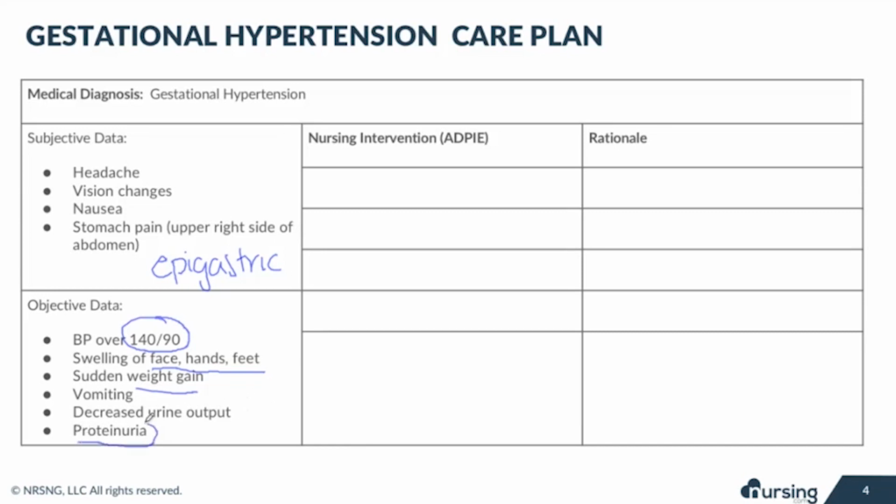So let me make this clear. Proteinuria is going to go with preeclampsia. So if this patient has gestational hypertension and suddenly they start having proteinuria, then they're going to be diagnosed with preeclampsia. And we'll get to that in our interventions, what we'll do for that and the rationale behind it.